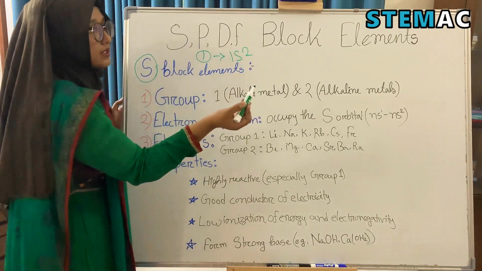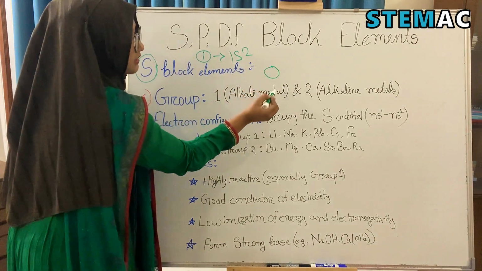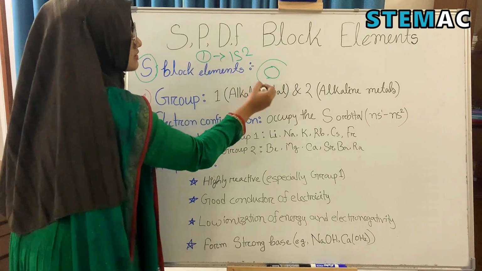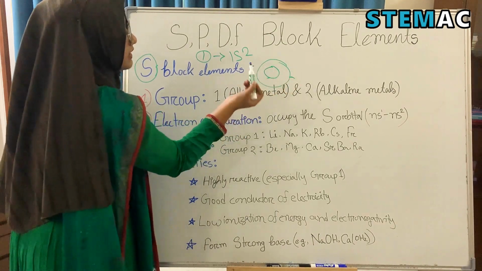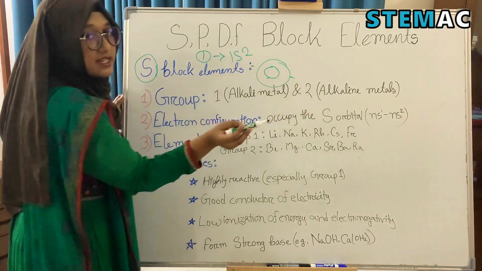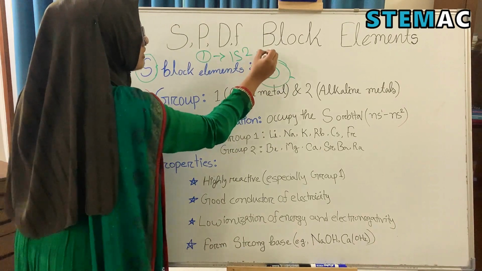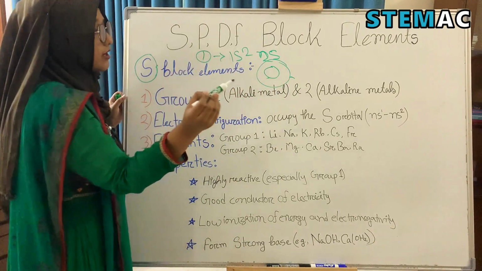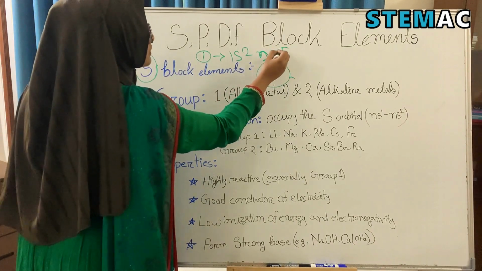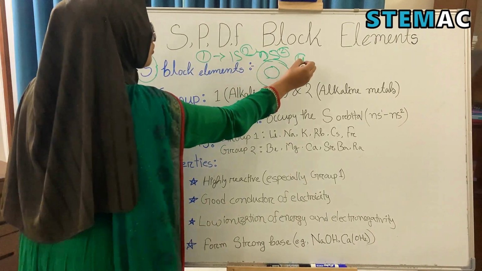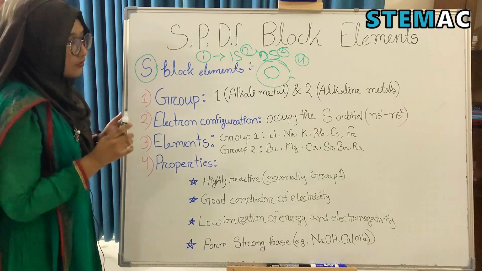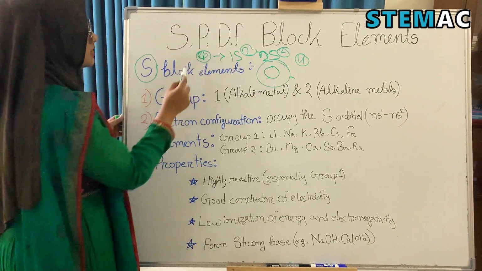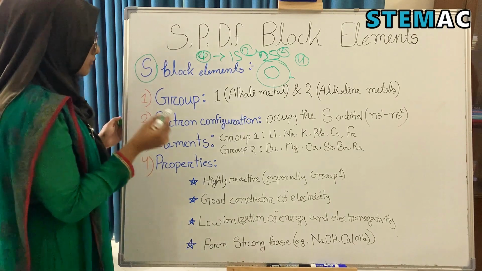For the second orbital, this is the first orbital which we learned in our last class, and here is the second orbital. For the second, the n is gonna be 2. So if it has 4 electrons, here it's gonna be another 2, this 2 and 2, total 4 electrons in total in the case of S block elements.